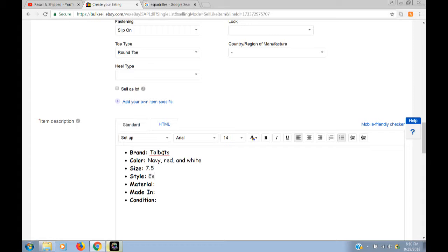The style is that, I can't say that word to save my life, Espadrille flat. Material I'd have to go back and look in, didn't write down the made in, and the condition we decided was excellent. Now with the other information that I would have, I might say additional information, like for my pictures, please see pictures for measurements, because I might go ahead and measure the length of the shoe and the width just so people can see, but some people don't even bother to look at that.